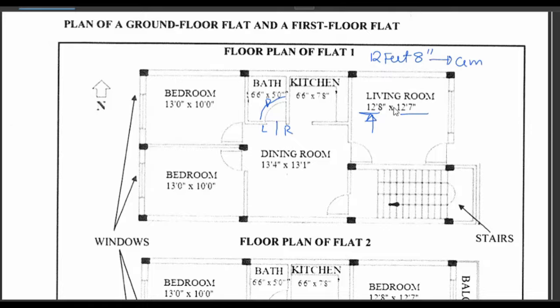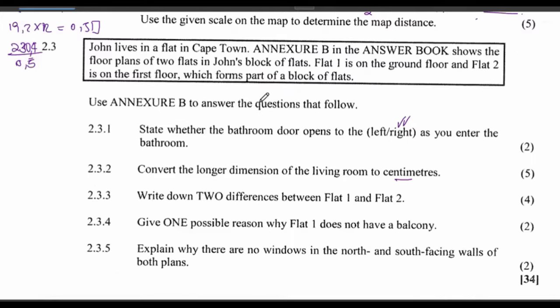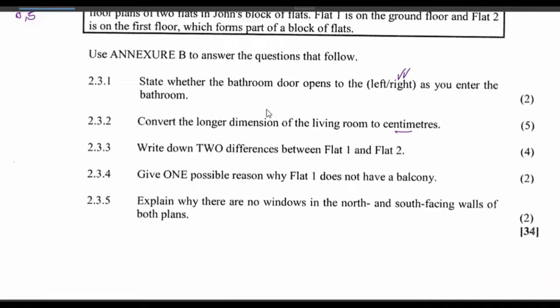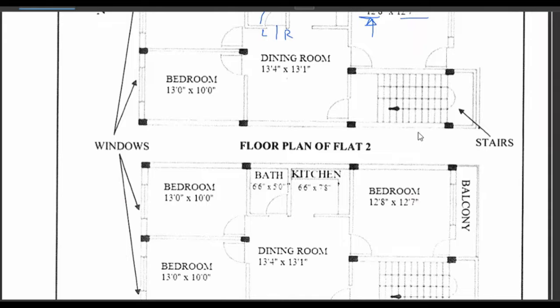Okay, then we go on, we've changed that. They're asking you to write down two differences between flat 1 and flat 2. When you look at it, flat 2 has a balcony. That's what we see. Come here, let's see. Flat 2 has a balcony.